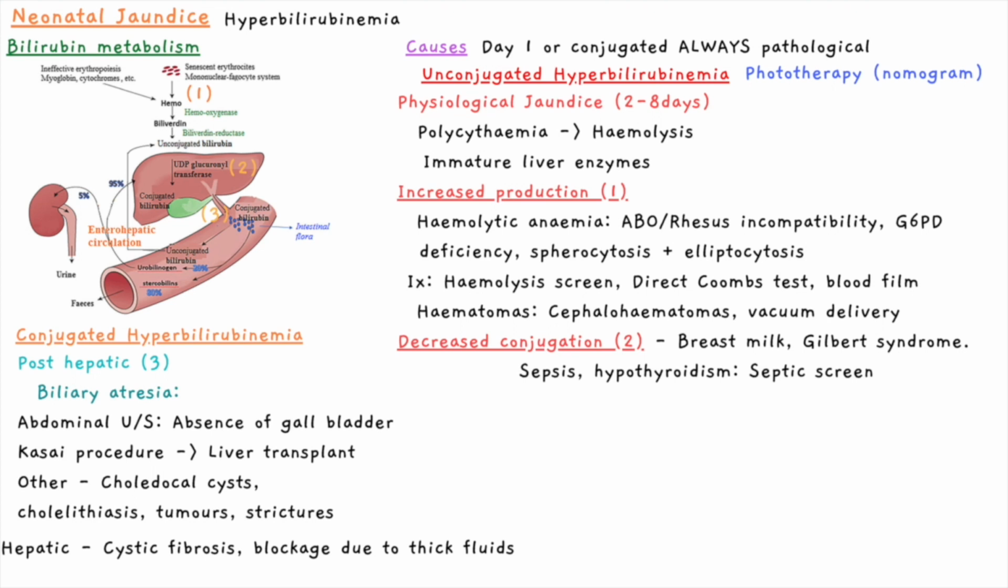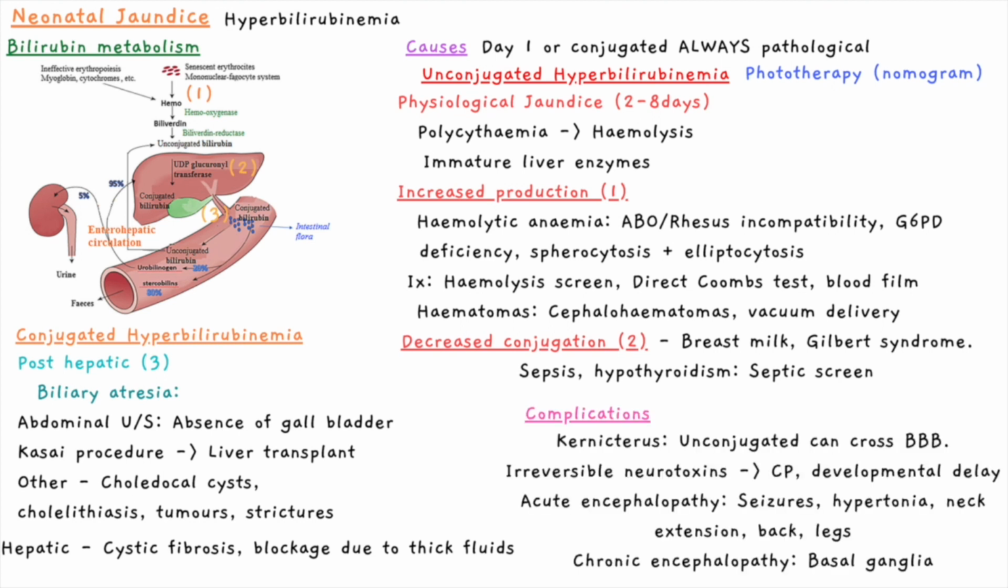which, if you've seen our video or sheet on that, you will know it's irreversible. And this requires a liver transplant. Other causes of conjugated hyperbilirubinemia include choledochal cysts, so cysts in the common bile duct, cholelithiasis, tumors, or strictures. Hepatic causes are also possible, but this is due to cystic fibrosis, where there's blockage due to thick fluids.